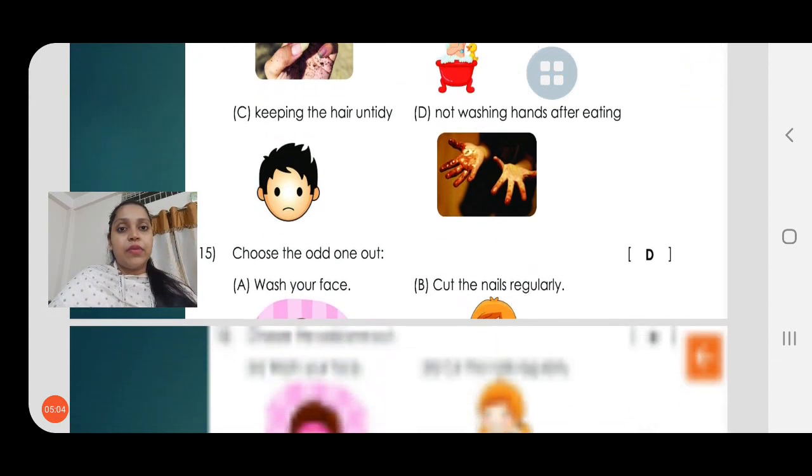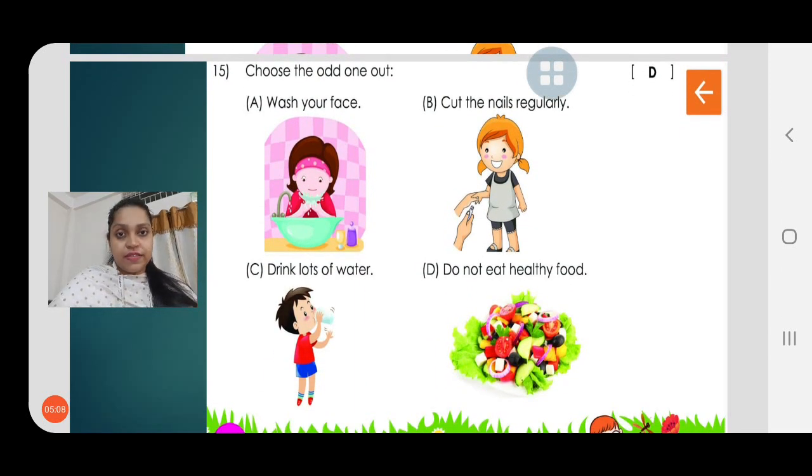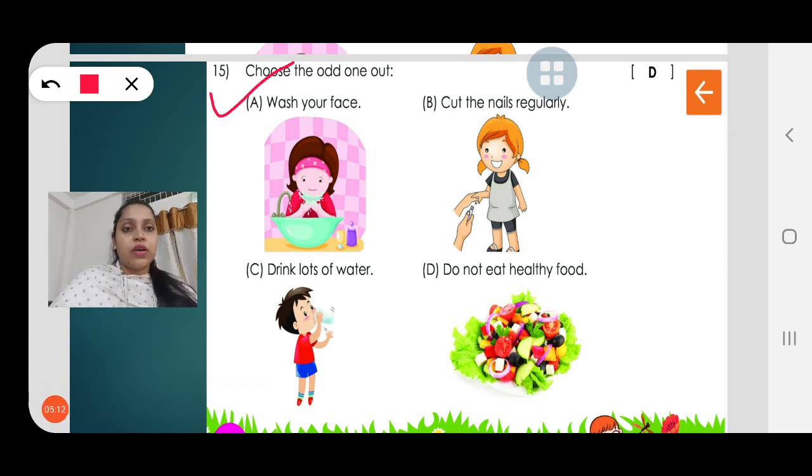Then we have question number 15. Yes, children, what's given there in question number 15 is, choose the odd one out. Which is the odd one out? Children, it's number D, which is given, do not eat healthy food.